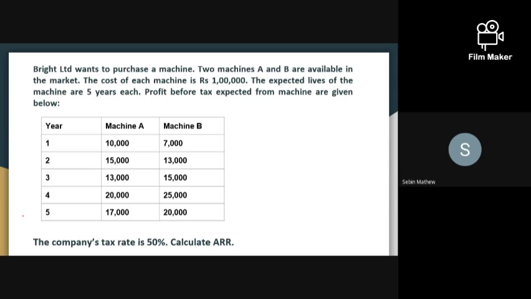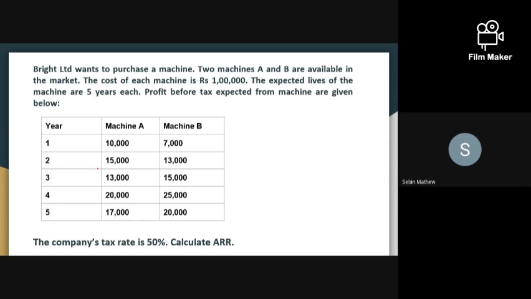The formula to calculate our ARR is the average annual profit after taxes, divided by average investment, into 100. And how can we calculate our numerator? Our numerator is the average annual profit after taxes. So what we need to do there is take the total of all the profits after taxes, divided by the number of years, and that will give you that particular value.